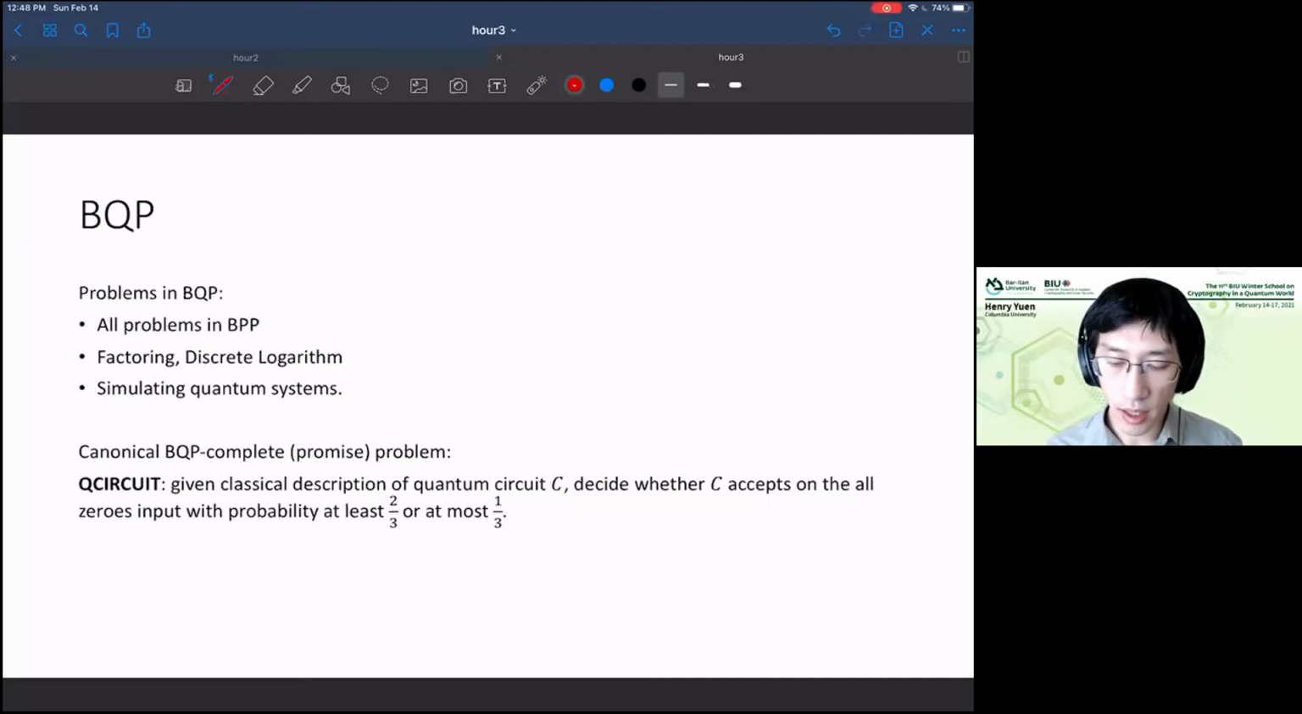And also, this is maybe the reason why quantum computing was studied in the first place: we can simulate quantum systems efficiently in BQP. I won't say what simulating means, but this is of interest to physicists and chemists. And we don't think that you can efficiently do so in BPP.